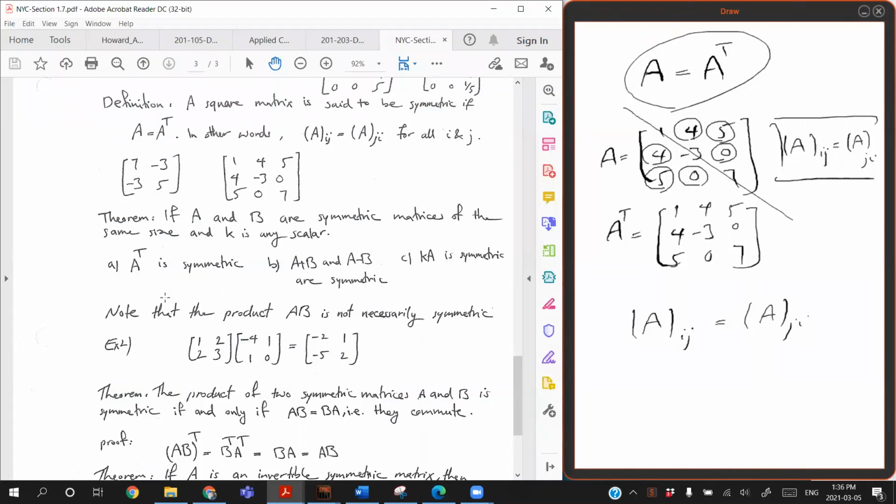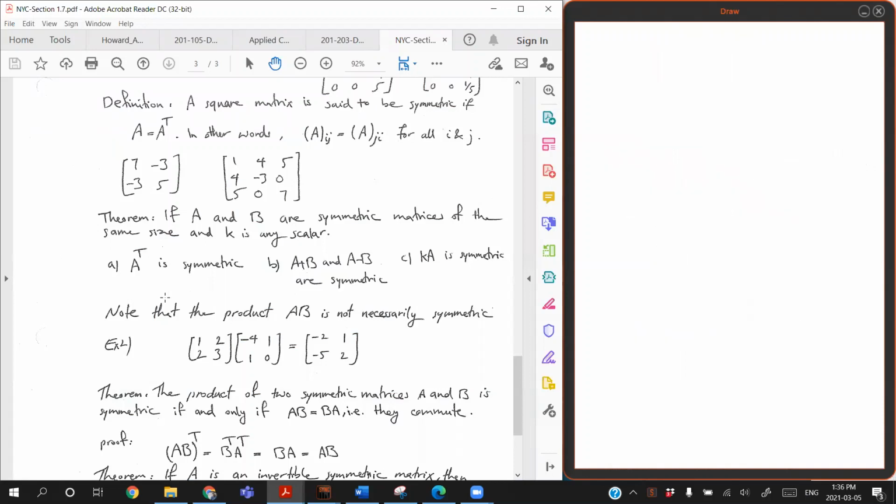Next, we have a theorem about symmetric matrices. If A and B are symmetric matrices, that is, we know A transpose is equal to A and B transpose is equal to B, and k is any scalar, so k is any real number, then A transpose is also symmetric. Why is A transpose symmetric? Because A transpose is actually A, and of course, it's symmetric. A plus B and A minus B are also symmetric.